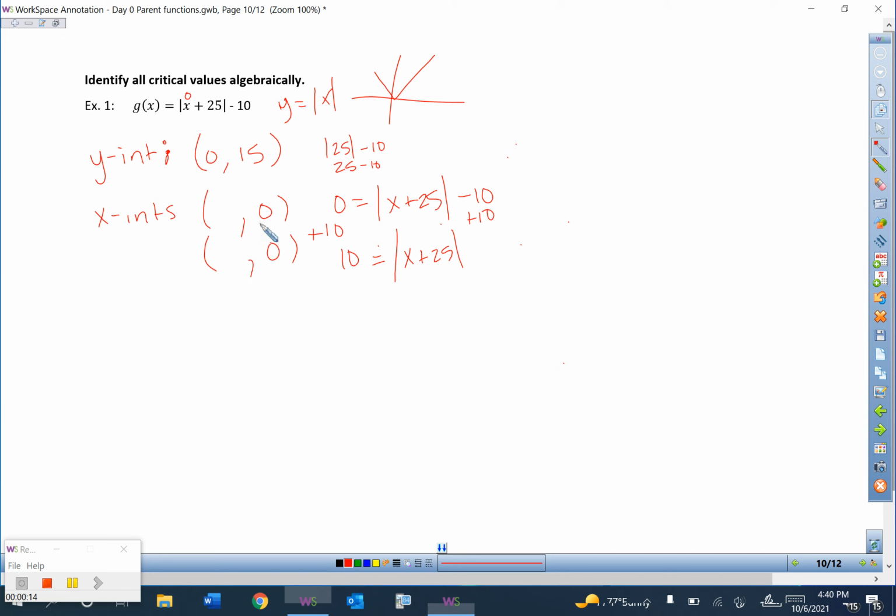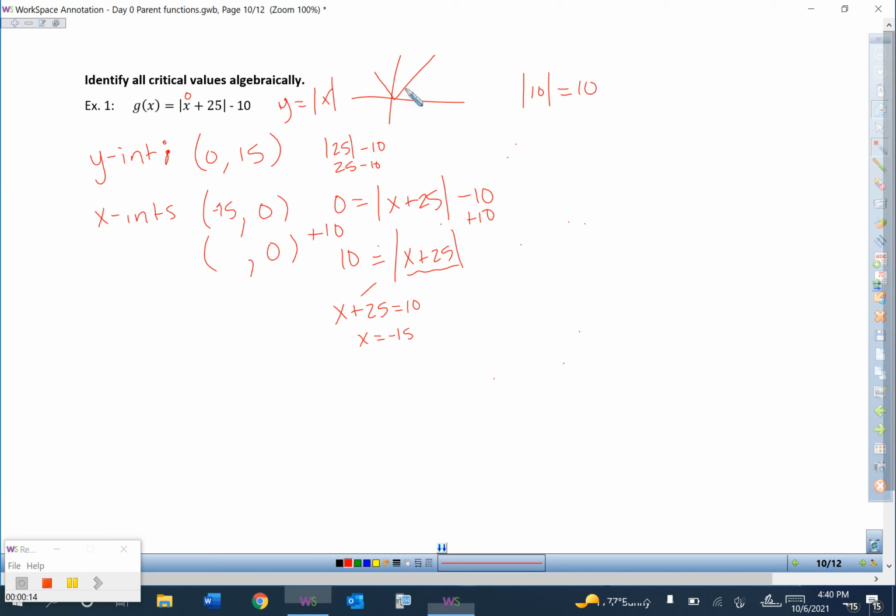There are two. In this case, here's how it works. We are saying that this number has to equal 10 because we know that the absolute value of 10 is 10. So let's set that up. X plus 25 equals 10. Moving that over, x equals a negative 15. Okay, if you plug in negative 15, we get that 10. We're good to go. That's our first one.